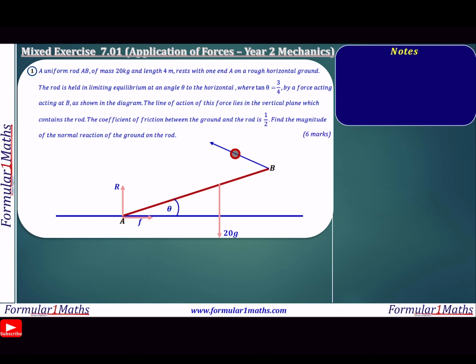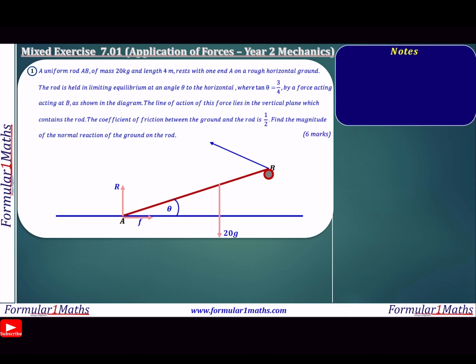And to eliminate this force, we need to take moments about B, because the perpendicular distance of the line of action of this force from B will be 0. And so this is one question where we have no choice as to where to take moments. So we're going to take moments about B.